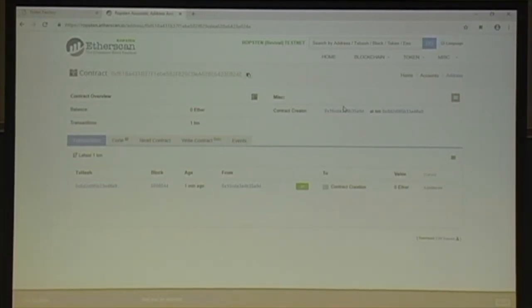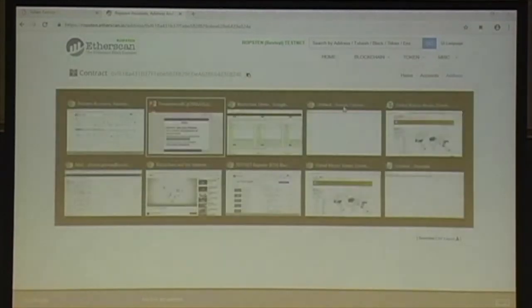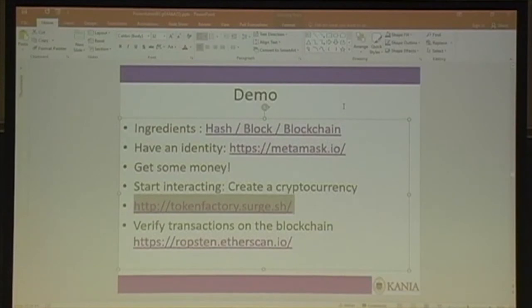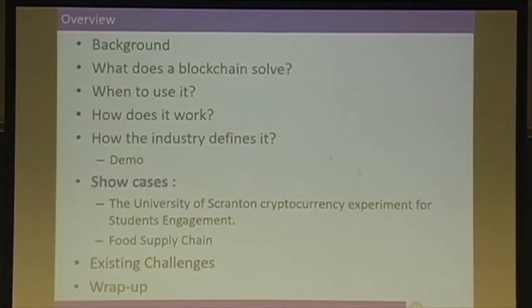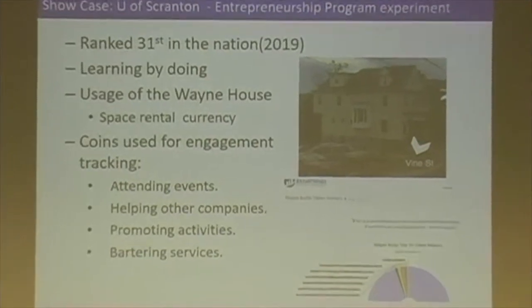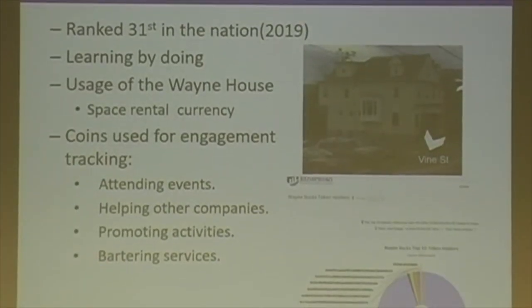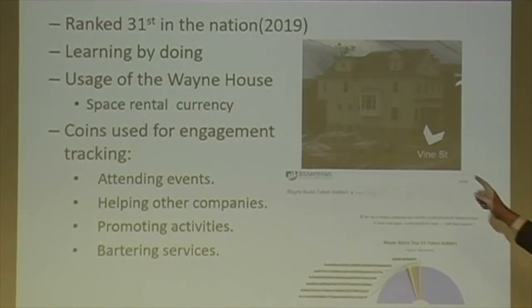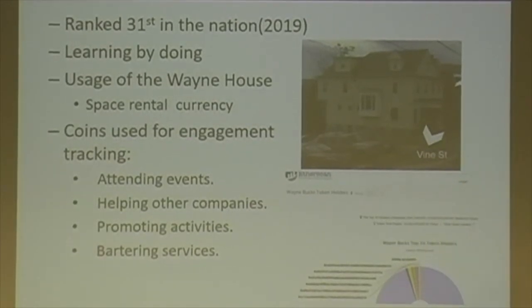I have money, actually. So how can I use this in real life? In real life, I can have a Wayne house. What is that? As you know, we are ranked number 31 in the nation. We are learning by doing. What we are doing here is, as you might know, on 912 Vine Street, this building. It's a business incubator for our students.